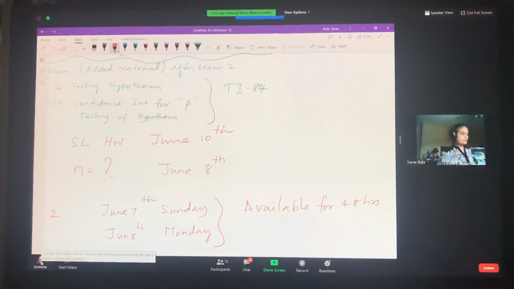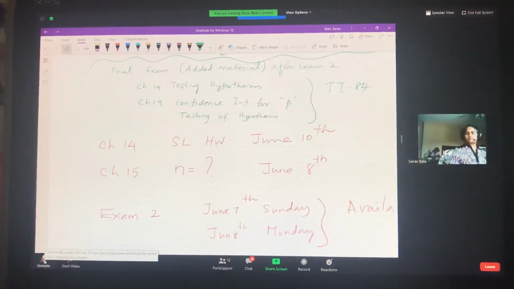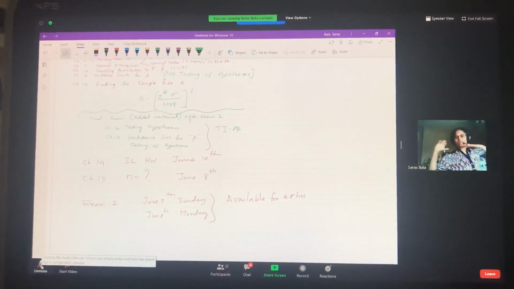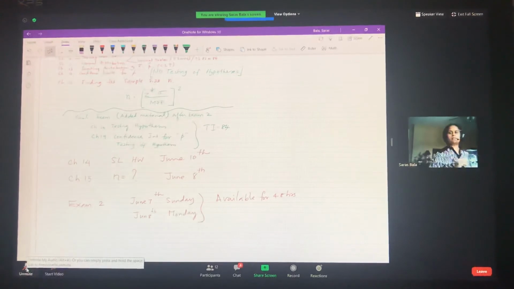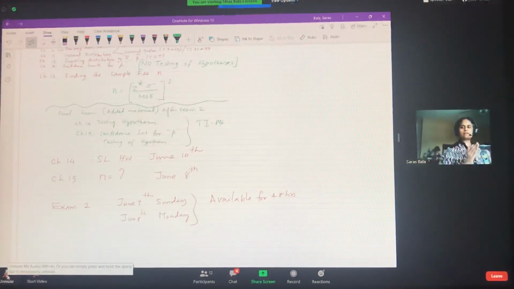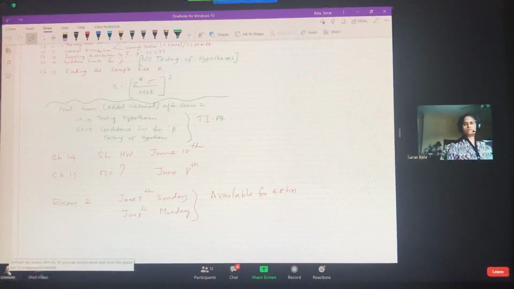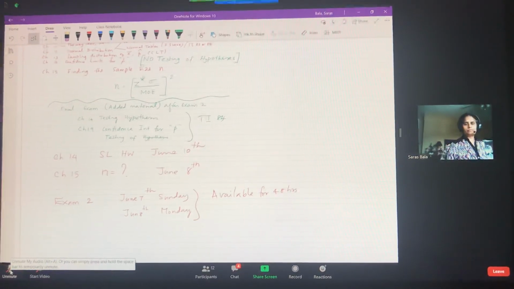Only the testing of hypothesis. You can try the confidence interval part. You can try and see how the confidence interval is going to be done. Only the testing of hypothesis, I'm just extending it. You understand that?